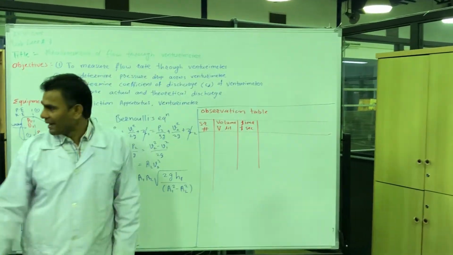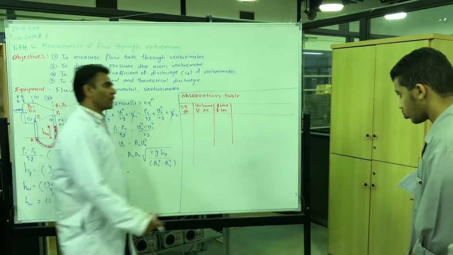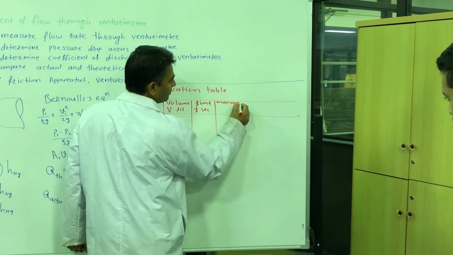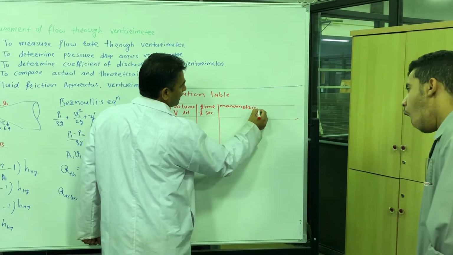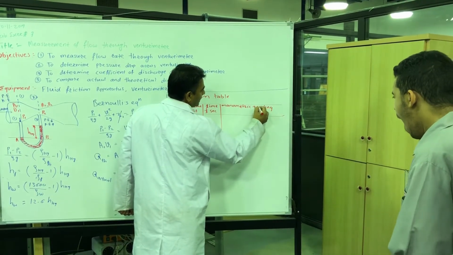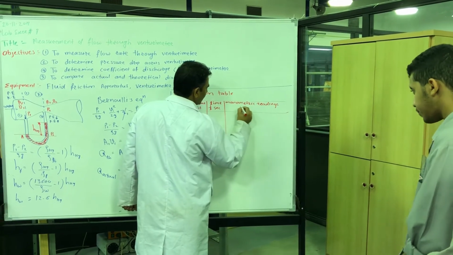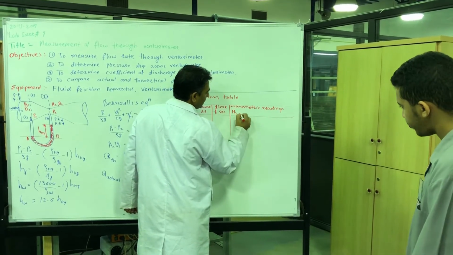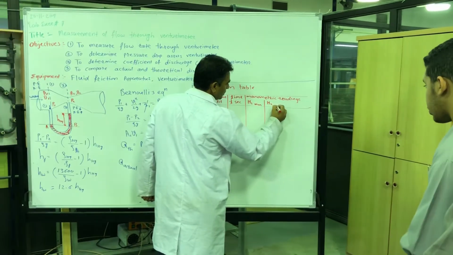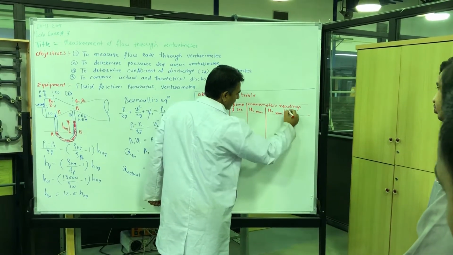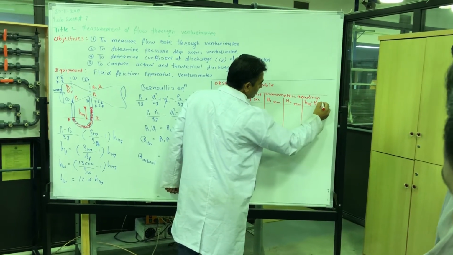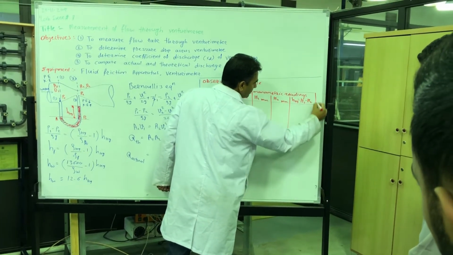Okay, now what am I measuring? H1 and H2. What is this? A manometer reading. Manometric readings. So first I am going to find H1 in millimeter, H2 in millimeter, and the difference. The difference is small h of Hg, which is equal to H1 minus H2 in millimeter.